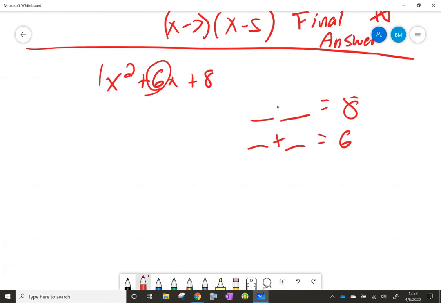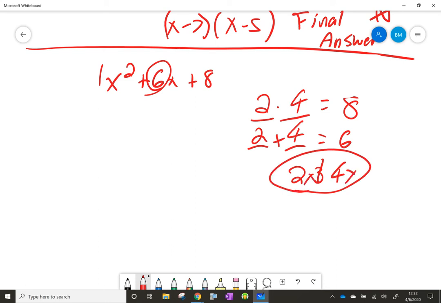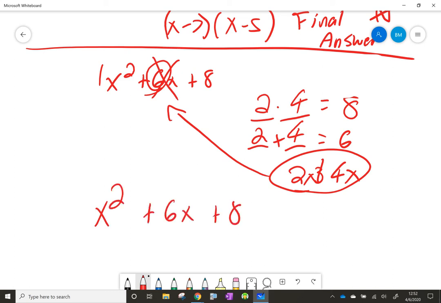For a lot of us, this is a pretty easy one. 2 times 4 is 8, and 2 plus 4 is 6. So my numbers are 2 and 4. Now, don't forget, this is the most important part. These two values become x terms and replace that middle x term. So we had x squared plus 6x plus 8, but we're replacing the middle term with these two. So plus 2x plus 4x.